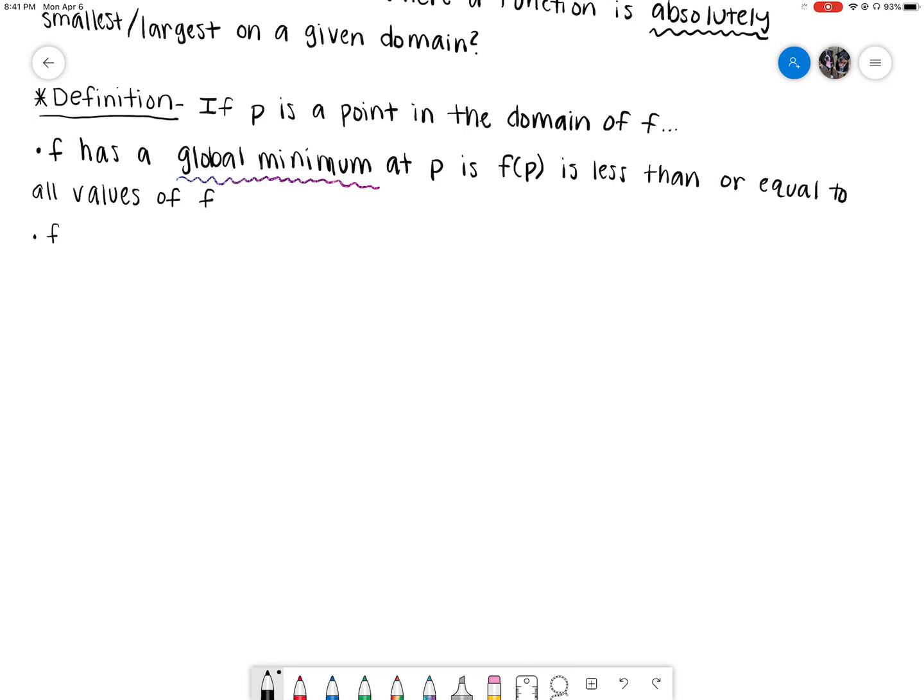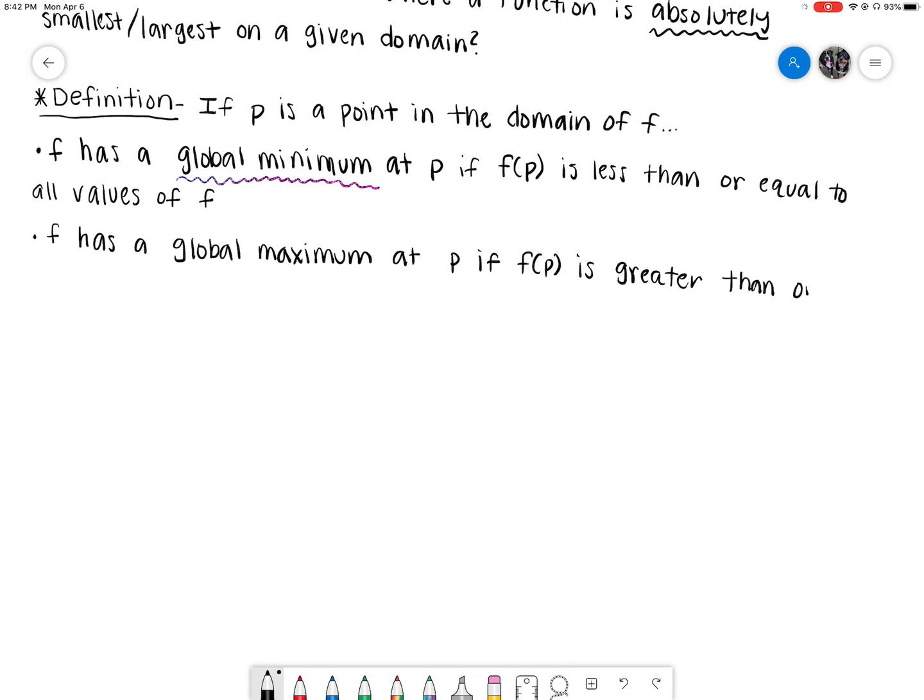On the other hand, F has a global maximum at P if F of P is greater than or equal to all values of F.